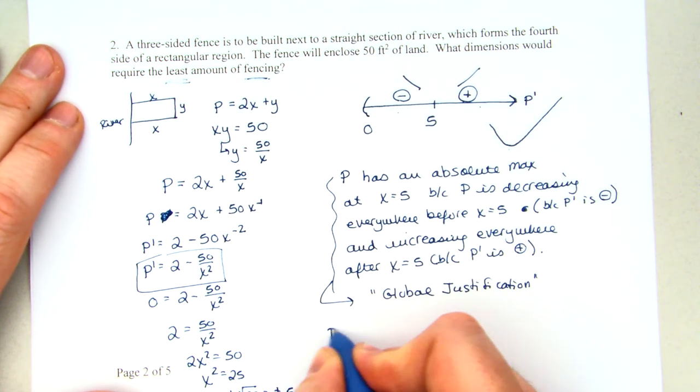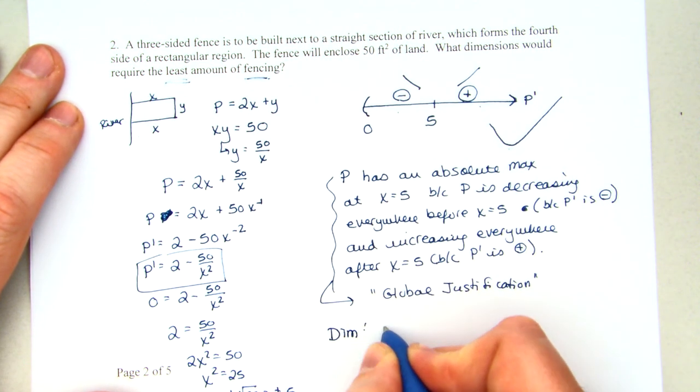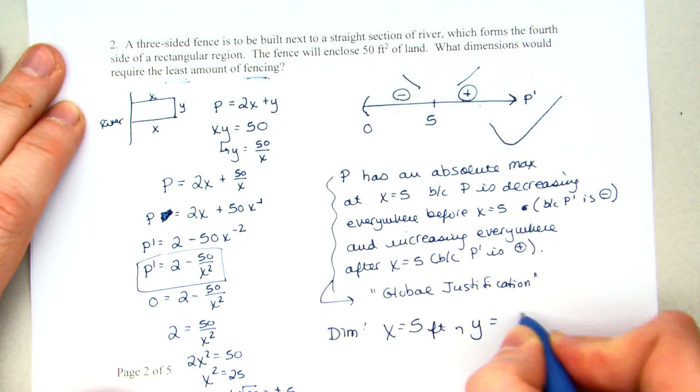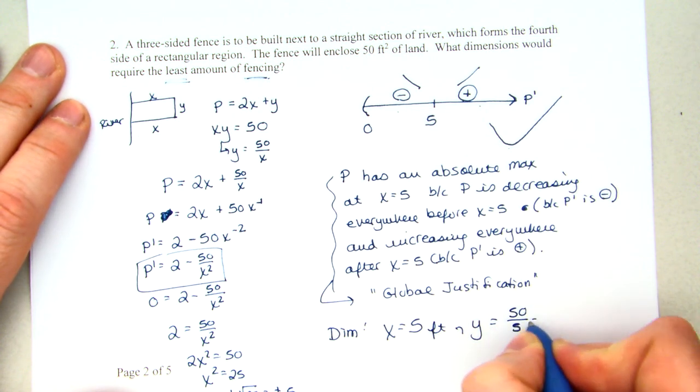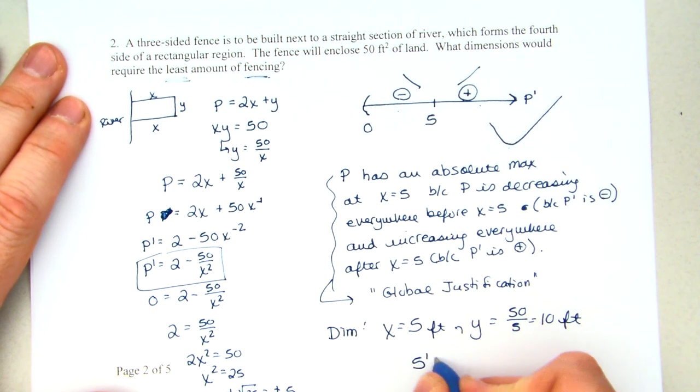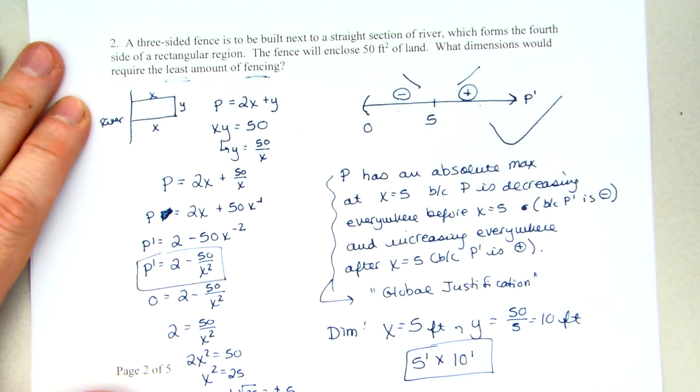Now, I want to know the dimensions. Well, the dimensions are x equals 5 feet. Y is going to equal 50 over 5, so 10 feet. So I think the dimensions of my region will be 5 feet by 10 feet. And that's the answer to number 2.